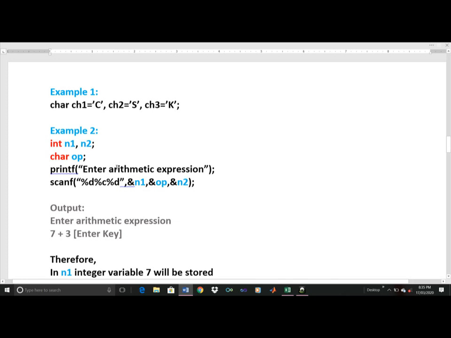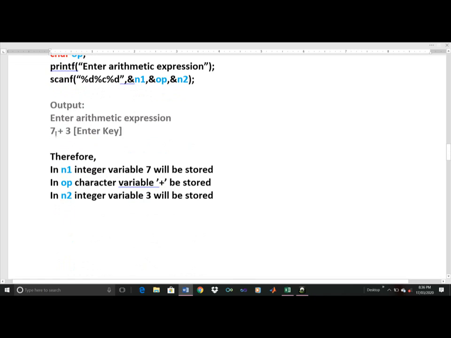Whenever we run this code, we get this message on the terminal: enter arithmetical expression. Assume that the given inputs are 7, plus and 3. This 7 will be stored within the n1 variable, that is an integer variable, plus will be stored in OP, and 3 will be stored in n2. In this example, OP is a character variable that programmers use to store the character. Depending on this operator, we perform some calculations. Therefore, in n1 integer variable 7 will be stored, in OP character variable plus will be stored, and in n2 integer variable 3 will be stored.